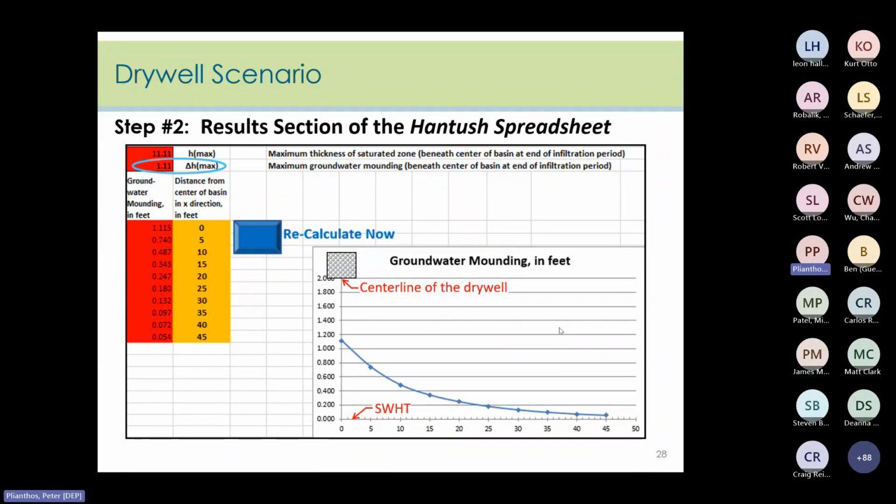The temporary groundwater mounding does not encroach upon the bottom of the dry well, where it would have impaired infiltration had the mounding extended that high. Are we done? No, we are not done, because the rules require that we also check the impact to the adjacent structure.